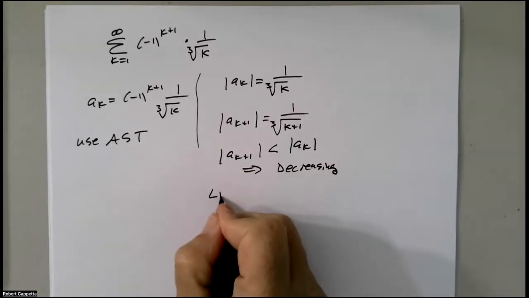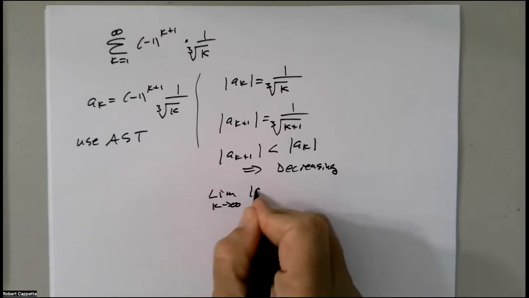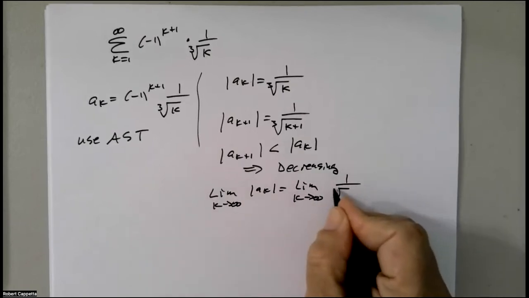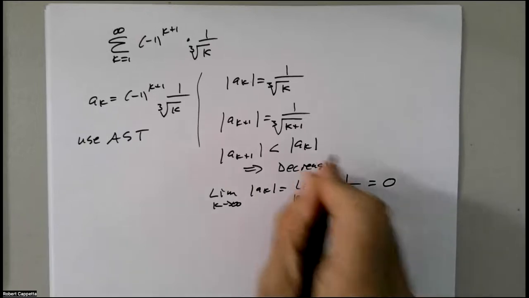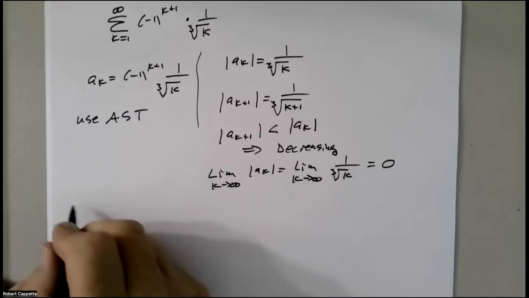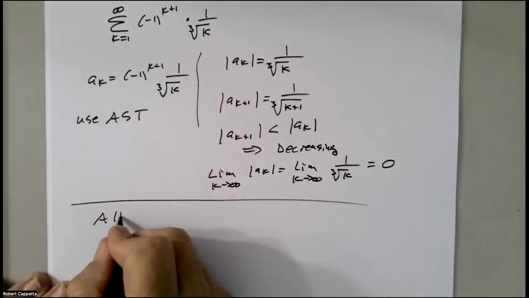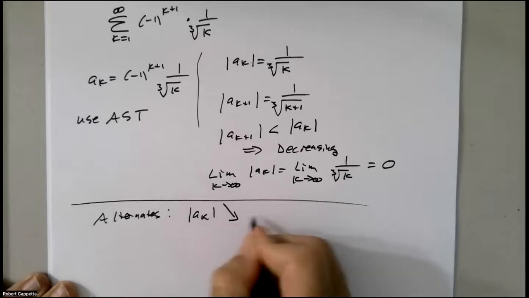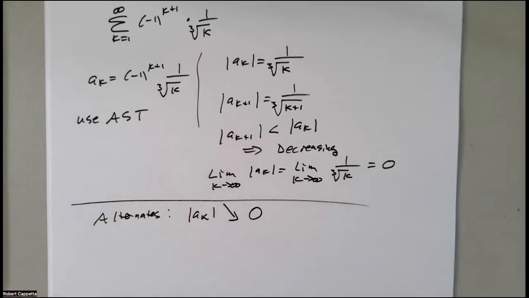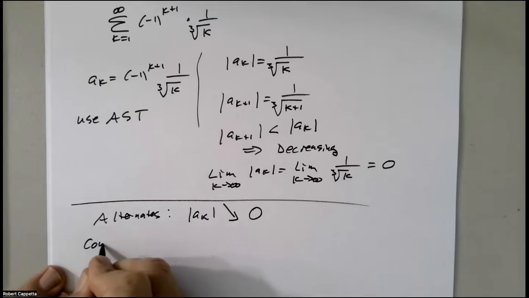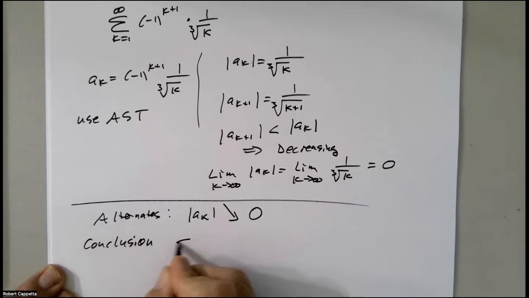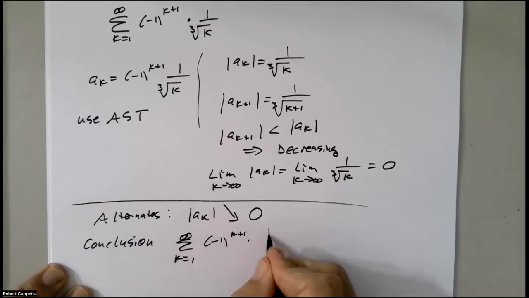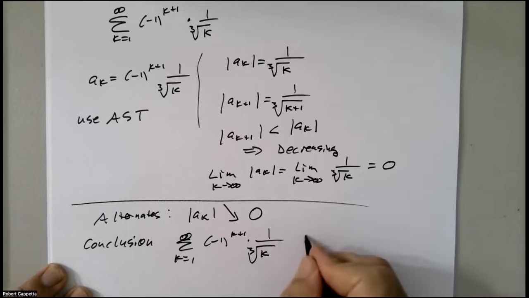And the limit as k goes to infinity of the absolute value of a sub k is the limit as k goes to infinity of 1 over the cube root of k, which is 0. So it decreases to 0. It alternates because of the sign flipper, and the absolute value of a sub k decreases to 0. Therefore, the sum of a sub k converges by the alternating series test. The sum as k goes from 1 to infinity of negative 1 to the k plus 1 times 1 over the cube root of k converges by AST.